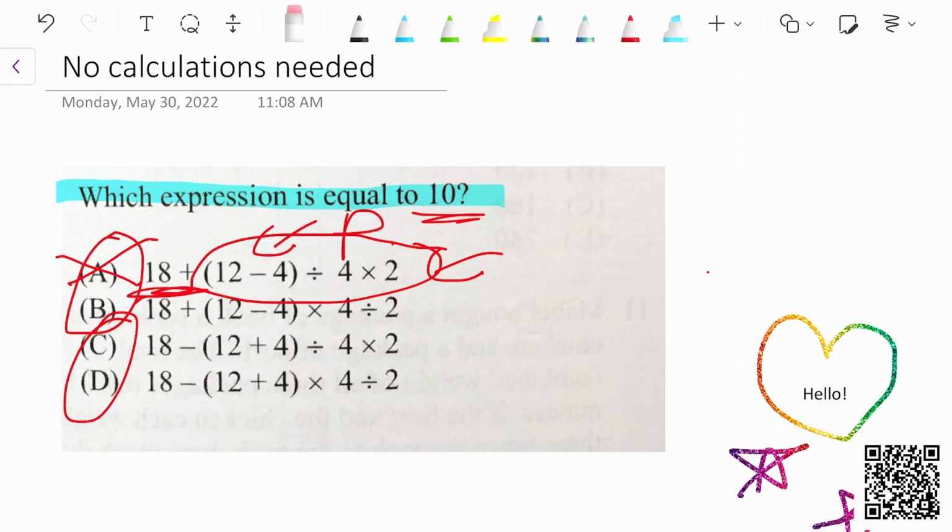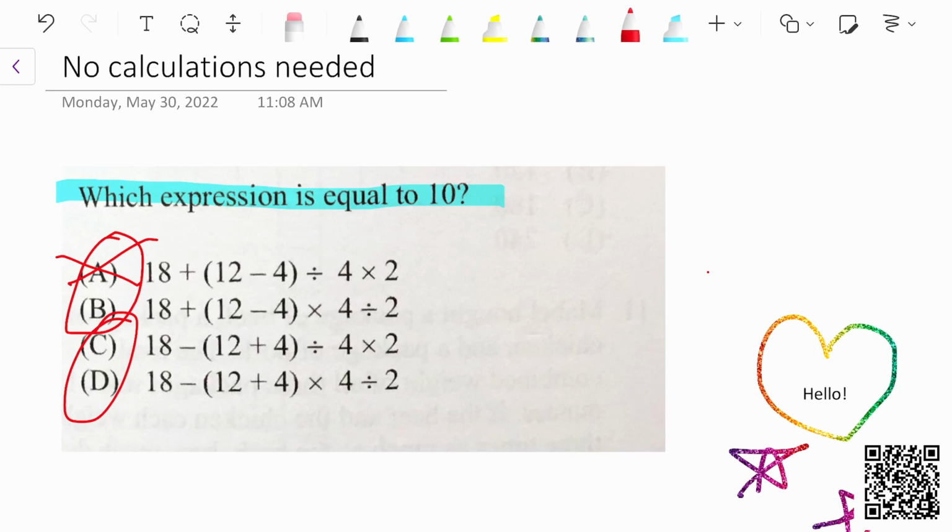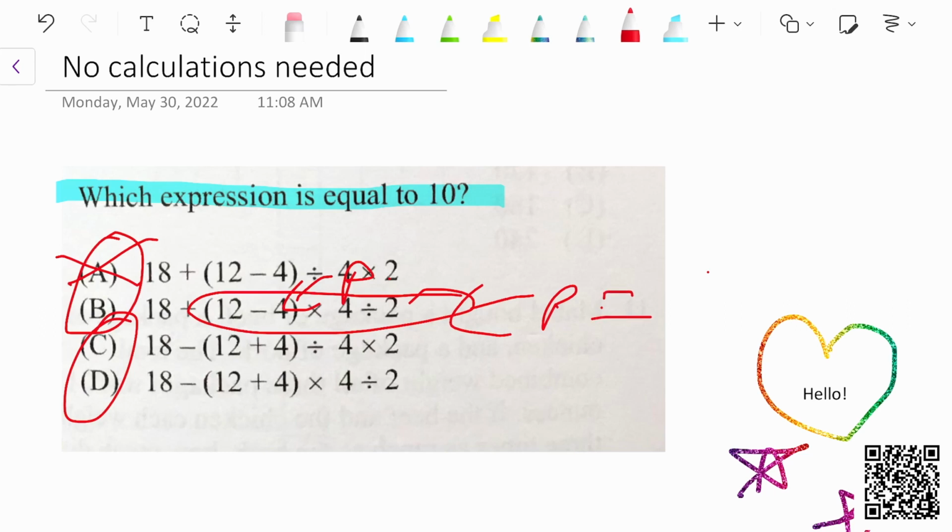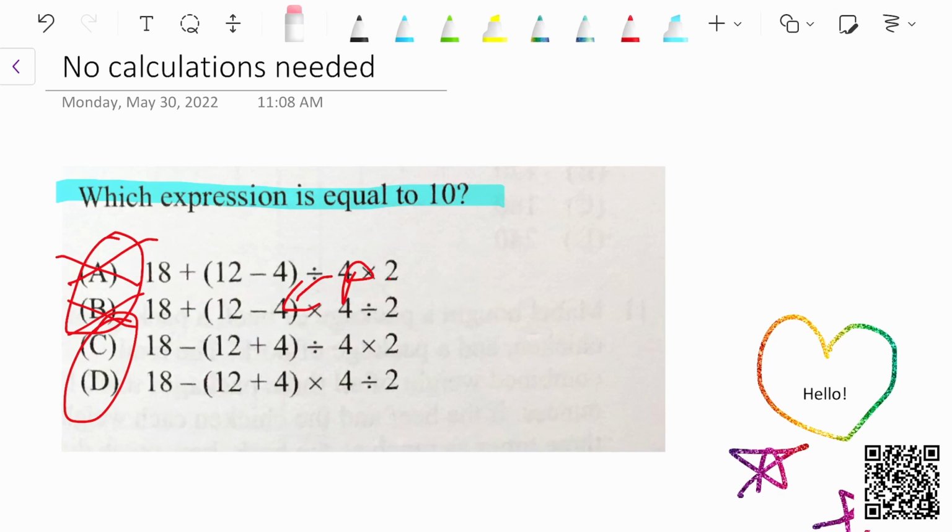And then following the same logic of A, let's look at B. So B's back is almost the same. It's 12 subtract 4 in parentheses multiplied by 4 divided by 2. 12 subtract 4, same as A, it's positive. And 4 divided by 2, that's also positive. So B's back has to be positive as well. So it can't be B, because 18 plus a positive is definitely more than 10. So let me just erase that.